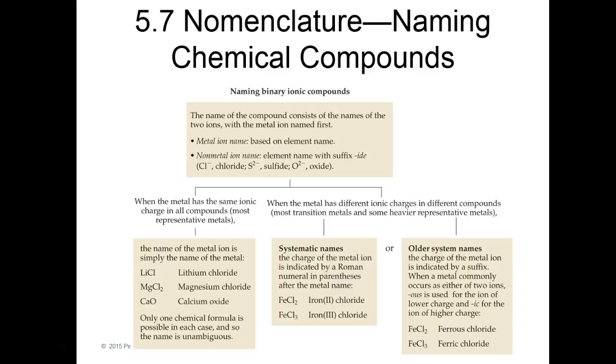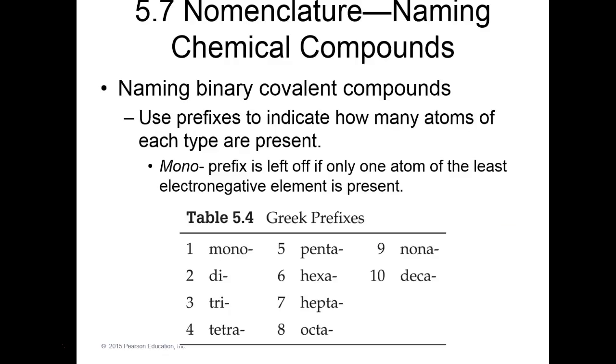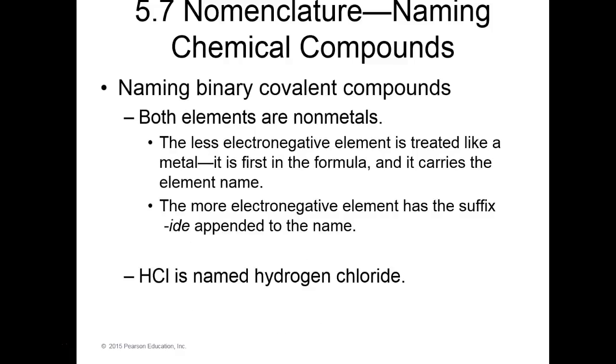Here's a chart to help you name your binary ionic compounds that we just reviewed. So naming binary covalent compounds uses prefixes to indicate how many atoms of each type are present. Mono, di, tri, tetra, penta, hexa, hepta, octa, nona, deca. Those are the Greek prefixes to determine how many of an atom are present.